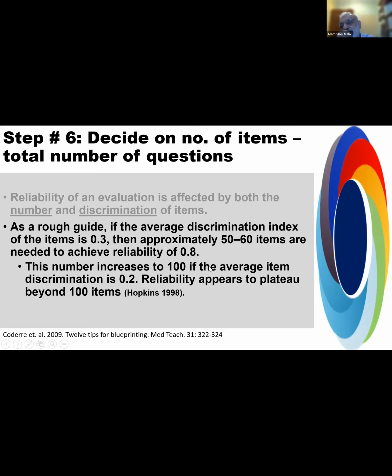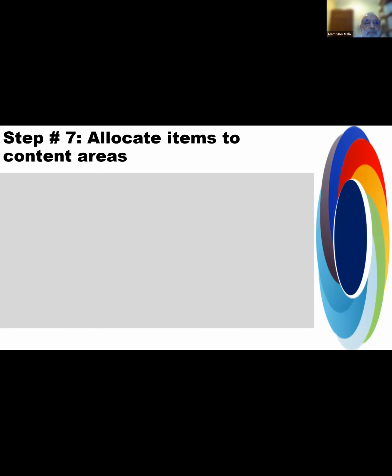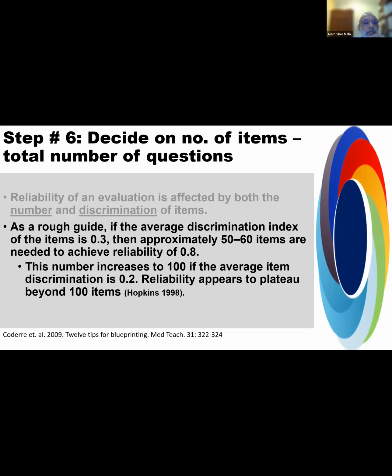So based on our previous experience and examinations, when we have the discrimination and difficulty index available, we can have an idea what should be the total number of questions and how they should be distributed. Now allocate items to content areas.